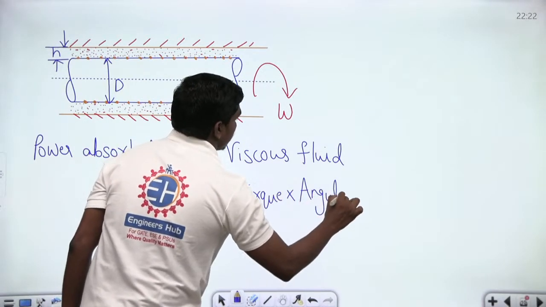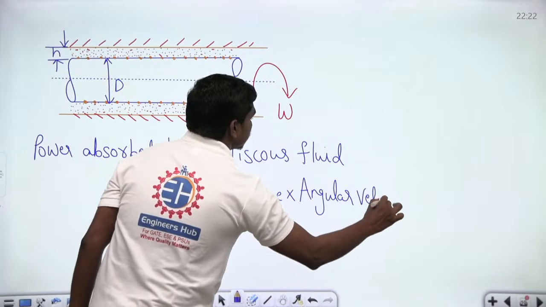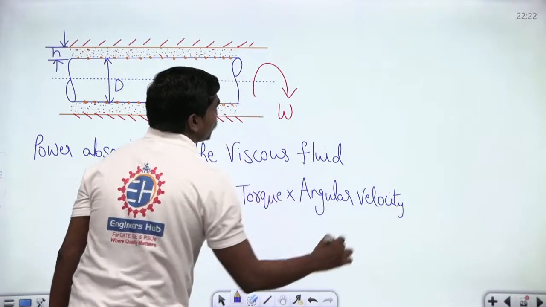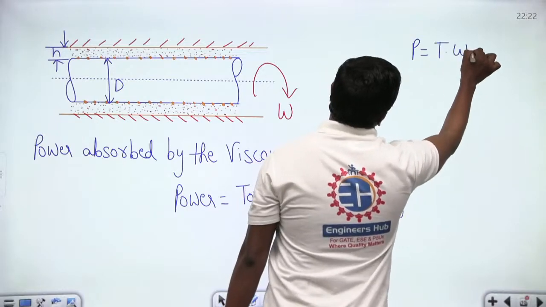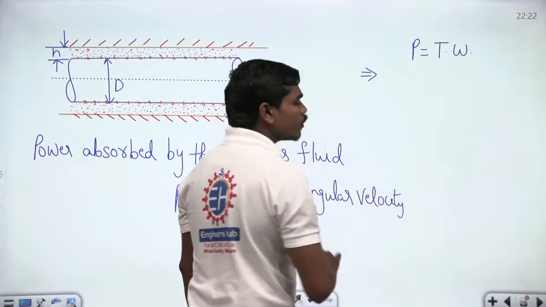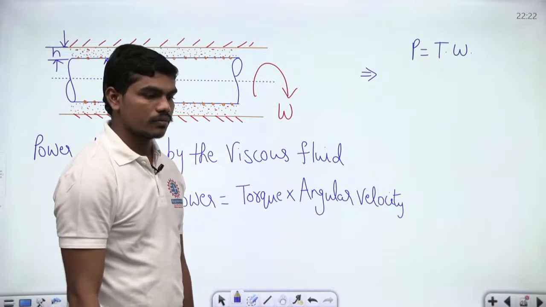Correct? We know this. Power is nothing but torque times angular velocity. So P is equal to T times omega. Now see carefully. T times omega. What is torque?